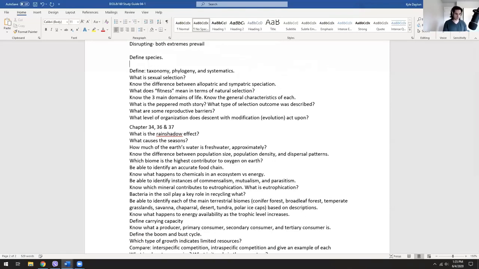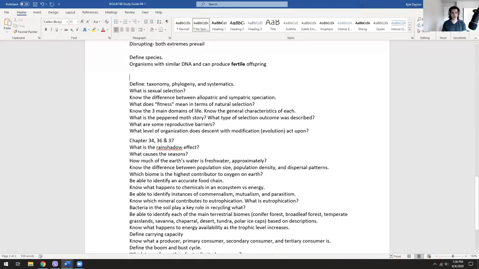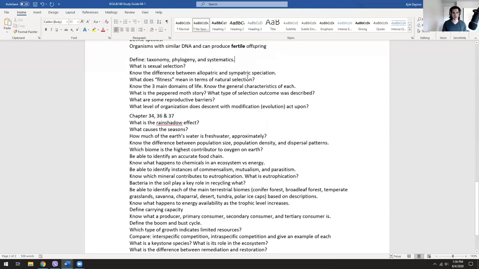Okay, species. We'll just say organisms with, we'll just say, similar DNA and can produce, so the main term here is can produce fertile offspring. So if you have close enough DNA and you can produce fertile offspring, which is just offspring that can also reproduce, then you could be considered a part of the same species.